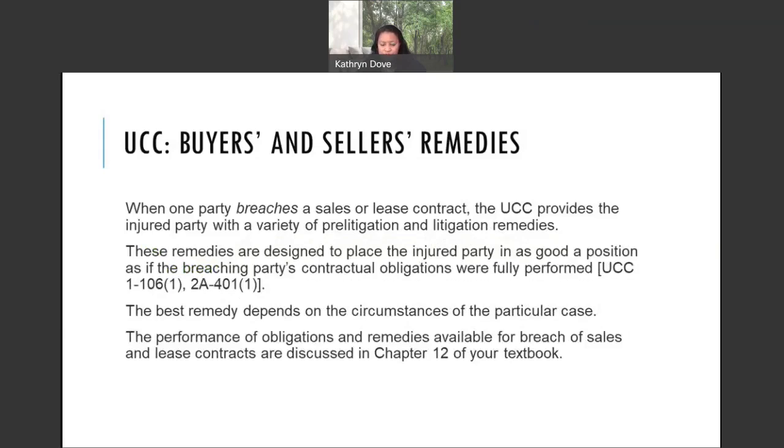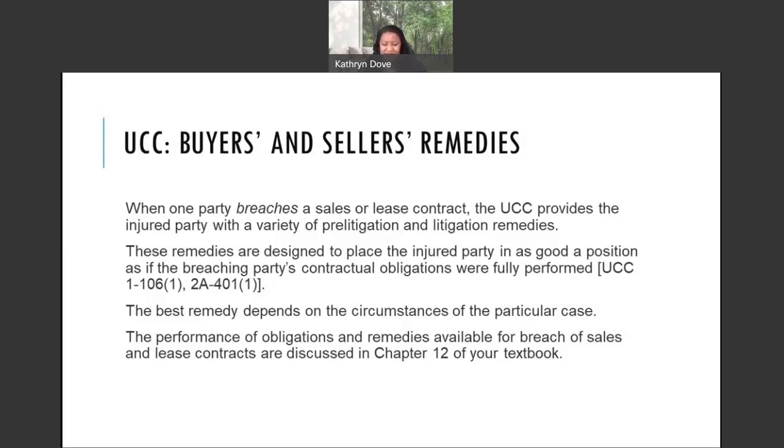When one party breaches a sales contract, the UCC provides the injured party with a variety of pre-litigation and litigation remedies. So you get remedies before you file a lawsuit, and in the event that you need to file a lawsuit, you have additional remedies under the UCC. These remedies are designed to place the injured party in the same position that they would have been if the other party had not breached the contract and instead had fully performed and provided the consideration that the parties agreed to.